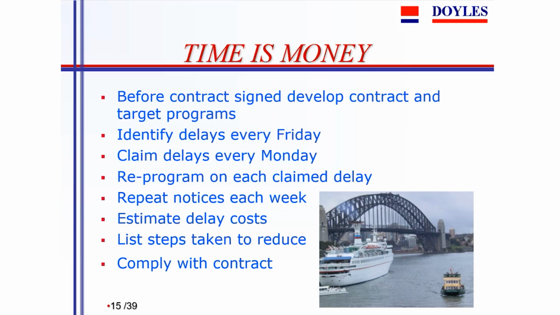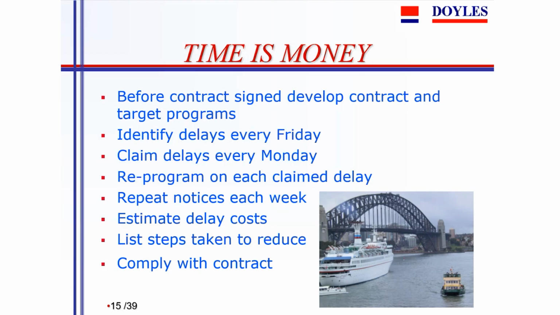We then come to time is money, which is an area that gives rise to extensive disputes and uncertainty in contracts, which is inefficient and doesn't really assist anyone. So before the contract's signed, develop a contract and a target program. The situation in a contract program is what you have to do, but it may be more sensible and useful to have a target program. That is, you're going to try and finish a month early, even though you don't have to.